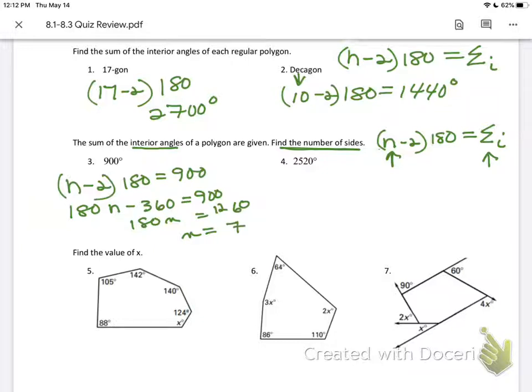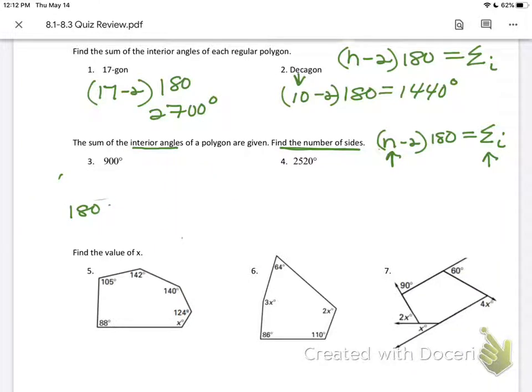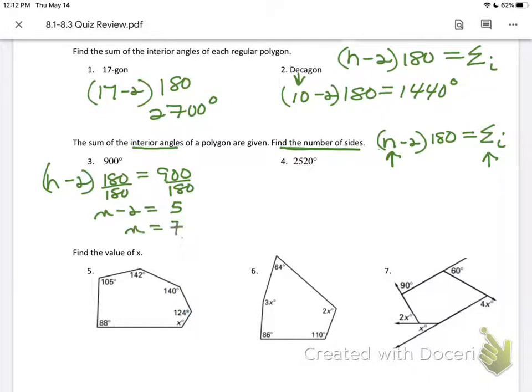Now, I don't particularly like that way of doing it, so I'm going to erase that and do it in a neater way. So let's do it like this instead. Since we know we have n minus 2 times 180 equals 900, instead of distributing that 180 and making things get so much bigger, I usually just divide by 180. And when I do that, I have a much simpler problem with a lot less multiplication going on. So n is going to be equal to 7, and that's a quicker way to get home on that problem.